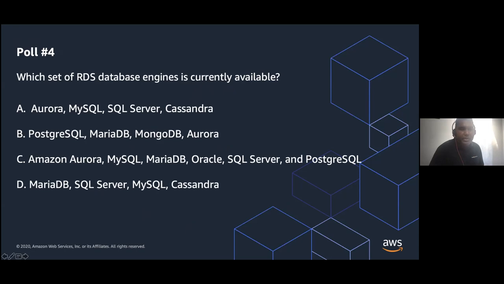Cool. So this one is, which set of RDS database engines is currently available, right? So you have Aurora, MySQL, SQL Server, Cassandra, PostgreSQL, MongoDB as one option, then Amazon Aurora, MySQL, MariaDB, Oracle, SQL Server, and PostgreSQL as one option, and then MariaDB, SQL Server, MySQL, Cassandra as option D. But the right answer is C. Amazon RDS supports Amazon Aurora, MySQL, MariaDB, Oracle, SQL Server, and PostgreSQL database engines.